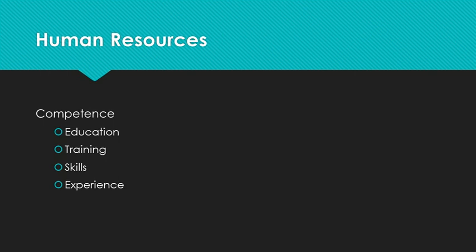Let's start with human resources. They must be competent on the basis of education, training, skills, experience. Now, it doesn't need to be any single one of these. It can be any combination of these. This does not apply just to the people who are making the product, by the way, but it also applies to engineers and managers as well.